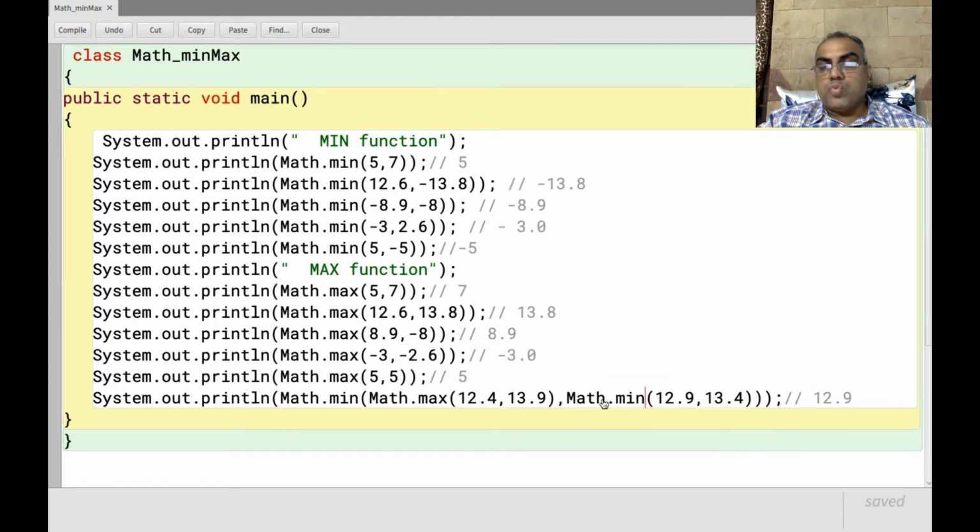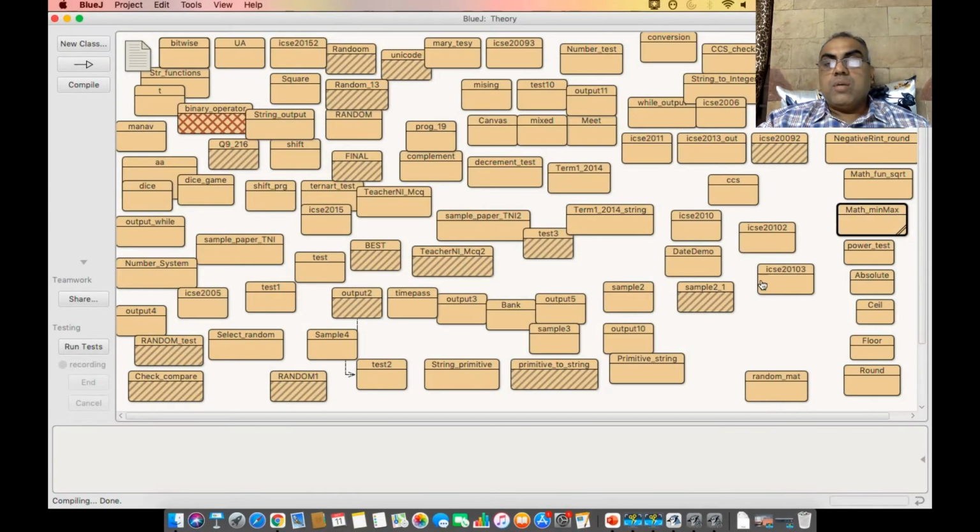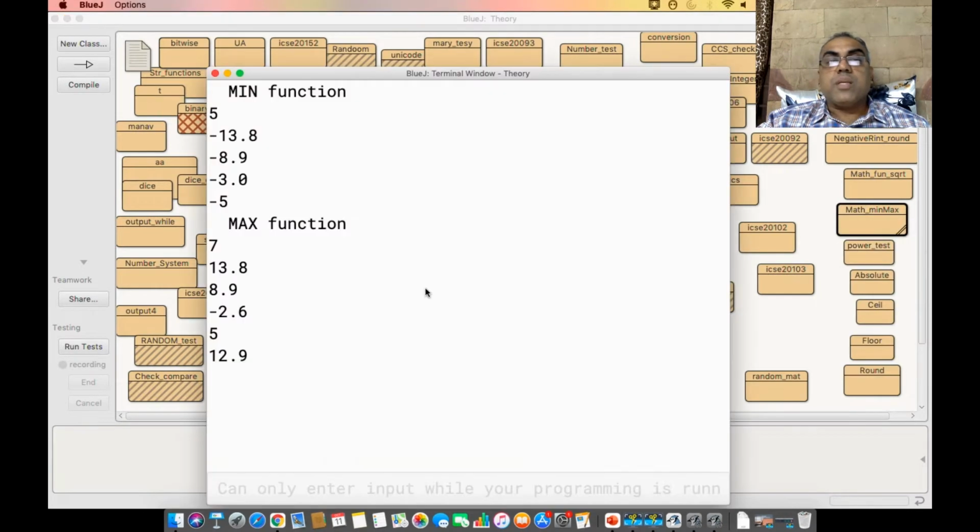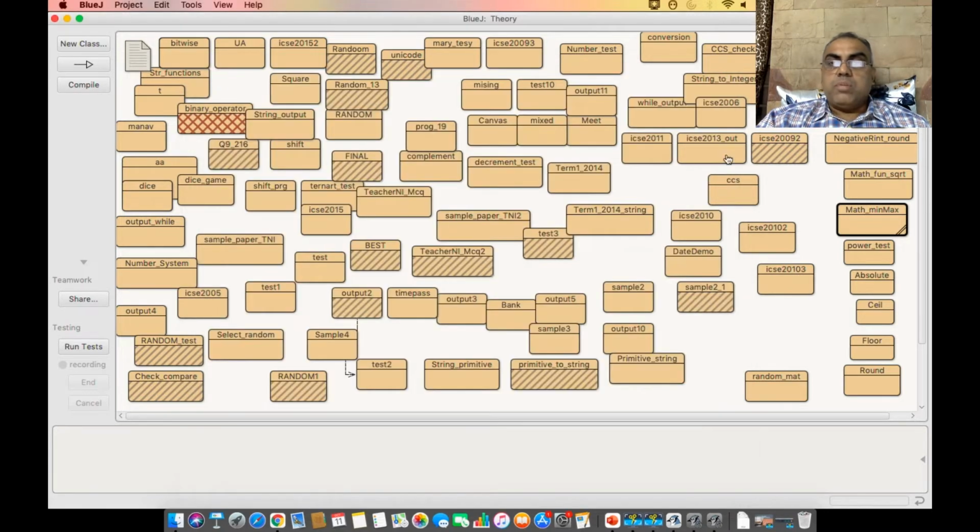So between these two, minimum is 12.9. Between these two, max is 13.9. So 13.9 and 12.9 is your return value of these two functions. Between them, the minimum is 12.9. So your answer will be 12.9. So you can have a particular line which has multiple functions being applied to get you the answer. So I hope you guys have understood the min and max.